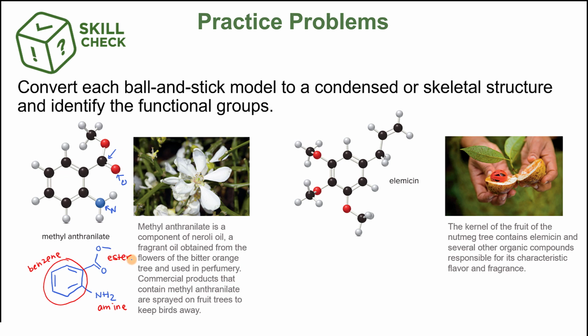Okay, to draw elemicin, this is in the nutmeg tree and gives other flavors and fragrances. This one also has that same benzene ring. There's a carbon and the double bond here, and then I have down here an oxygen to a CH3 group. Here's another oxygen to a CH3 and another oxygen to a CH3. So those 3 OCH3 groups, those are all ethers. And this here is an alkene. And then we have that same benzene ring.